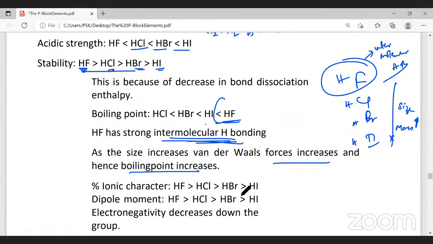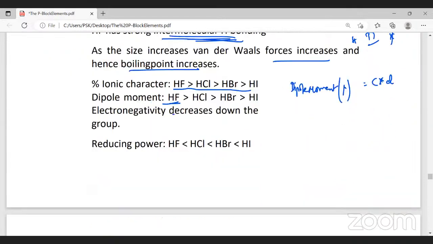Ionic character: HF is more ionic compared to other halides. Dipole moment is represented by the letter mu. It's nothing but charge into distance. The dipole moment is greater for HF because the charge on fluorine is much higher than on chlorine, bromine and iodine. Therefore, dipole moment is greater for HF compared to HCl, HBr and HI. Electronegativity decreases down the group, and so does reducing power.